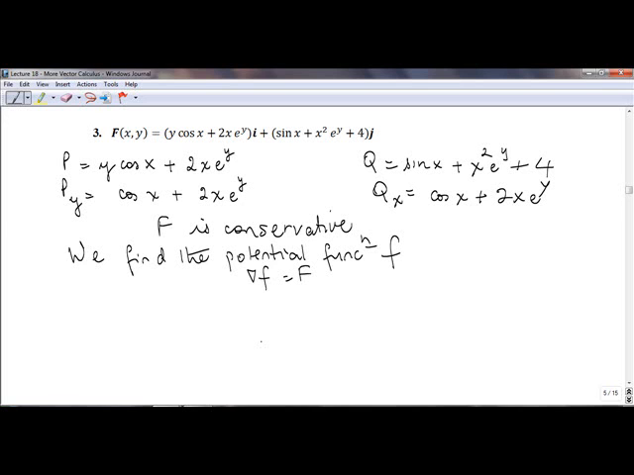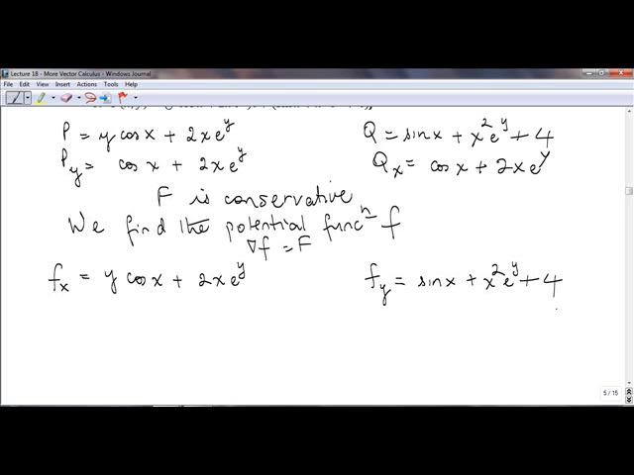Let's do that. So the partial of F with respect to x is the first component, y cosine x plus 2x e to the y. The partial of F with respect to y is sine x plus x squared e to the y plus 4. Goody. All right. Any questions so far?